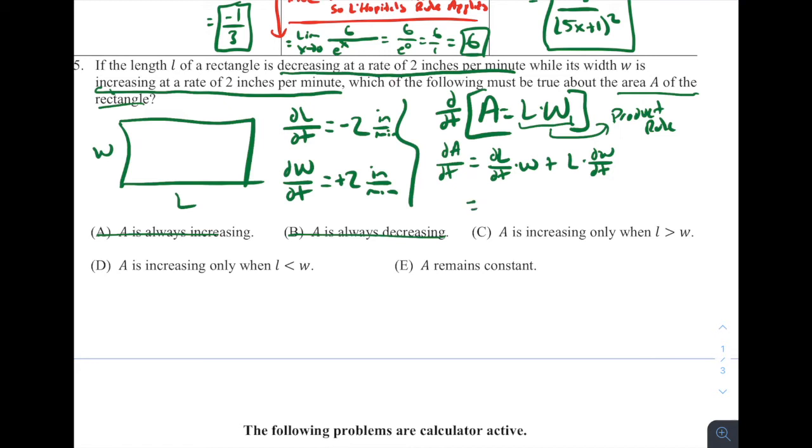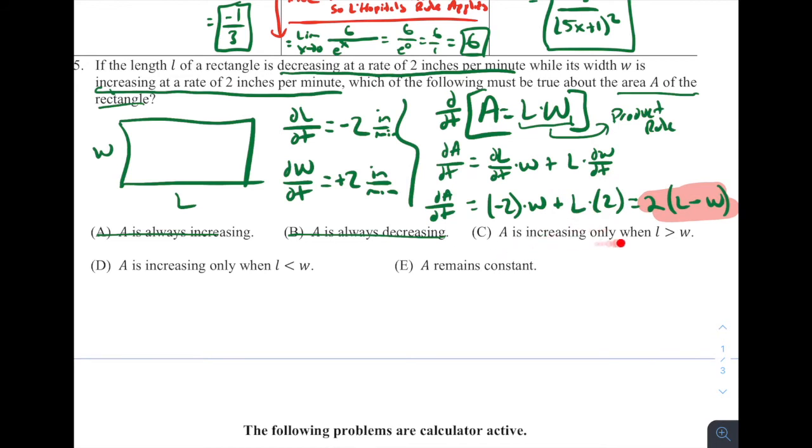This is equal to negative 2 times W plus the length times 2, or that's going to be equal to 2 times (the length minus the width). So the rate of change of the area with respect to time is going to be equal to 2 times (the length minus the width). So how do we know whether it's increasing? Well, it's not always increasing, right? It depends on the L and the W. It's not always decreasing because it depends on the L and the W.